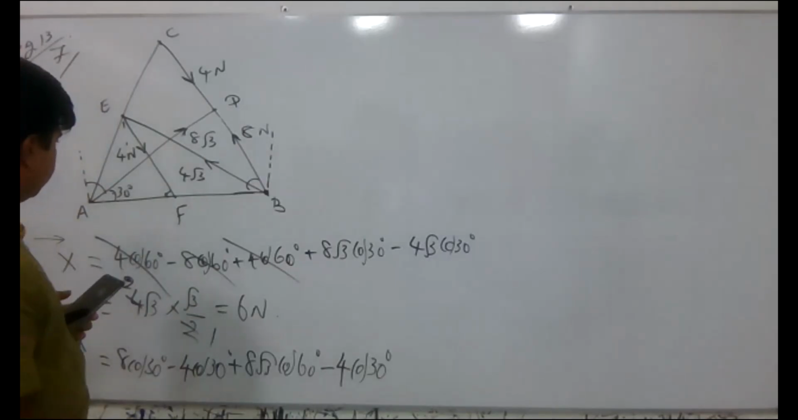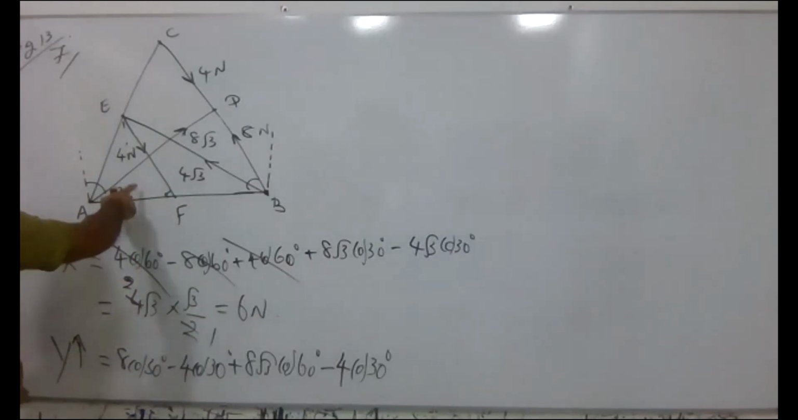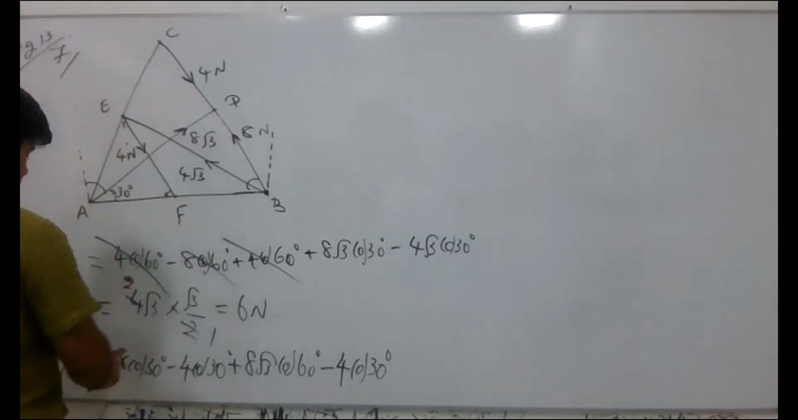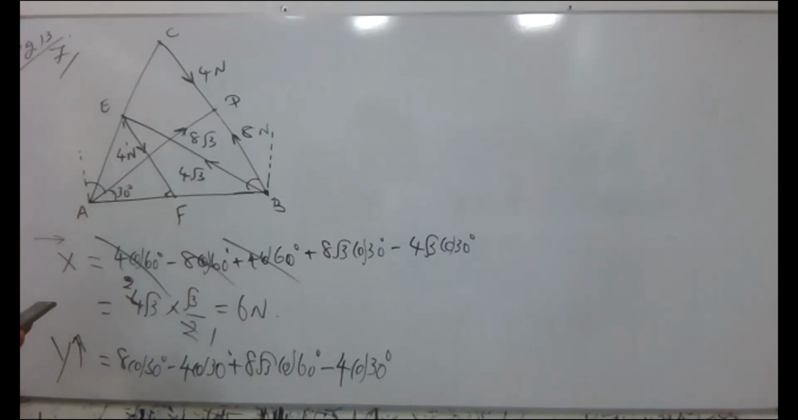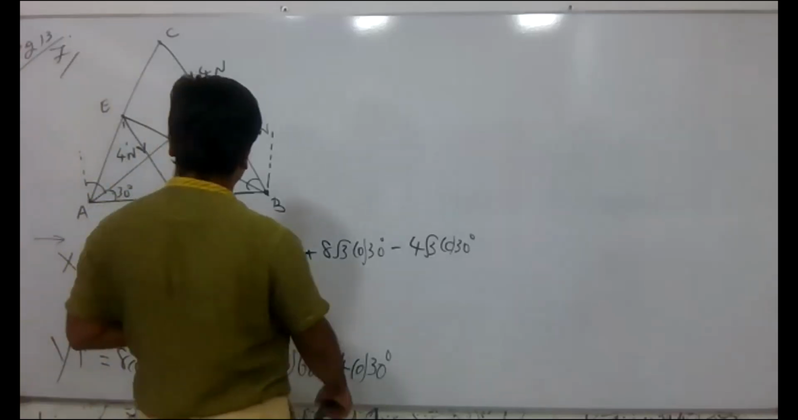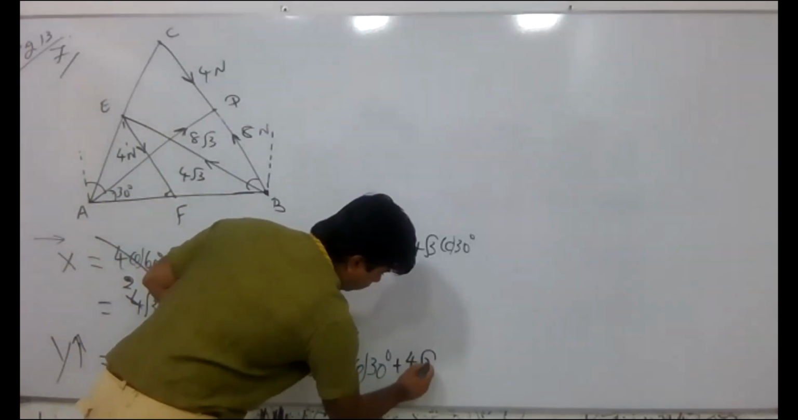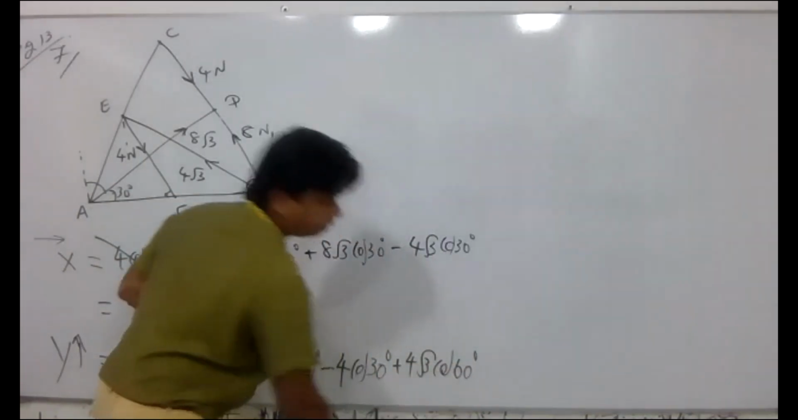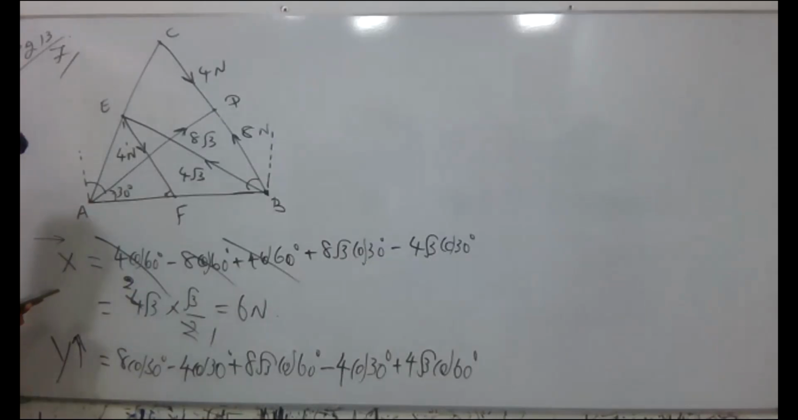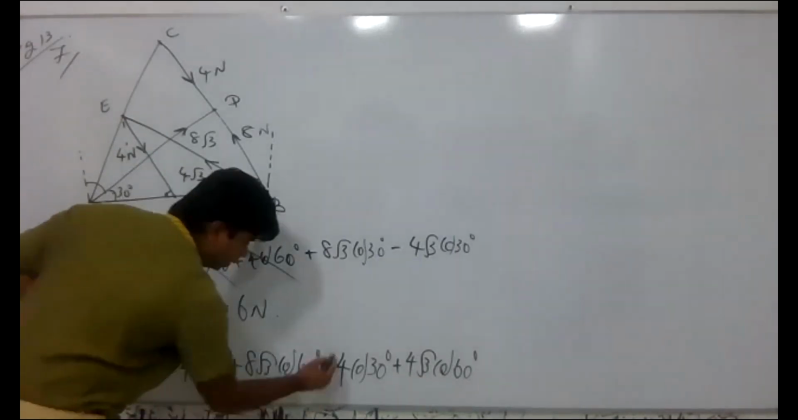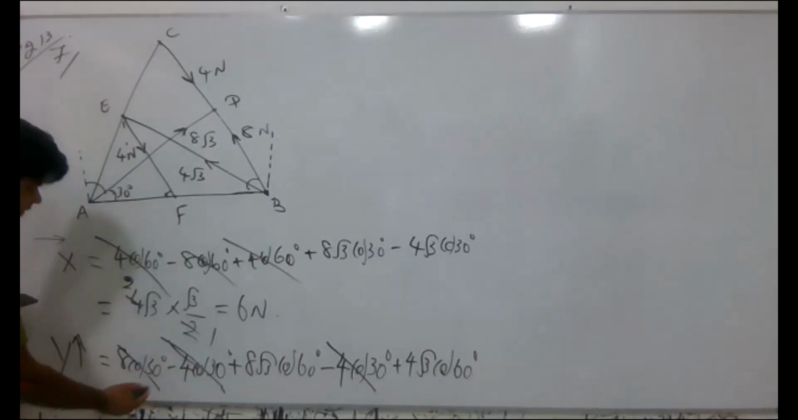Yes, these all are involved, 1, 2, 3, 4, but still one force is not there: 4 root 3 cos 60. That also is plus. Now you can see that when you simplify, the cos 30 terms are against each other. That's why they cancel.